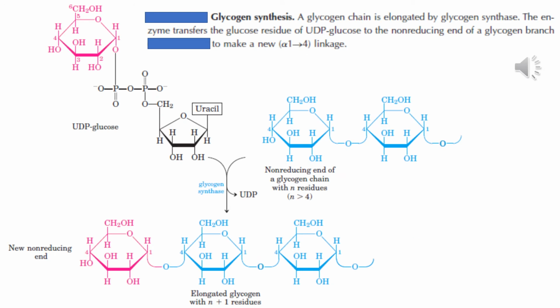During glycogen synthesis, UDP glucose adds its glucose residue to the existing non-reducing end of the glycogen such that a new non-reducing end is formed. Always the newly formed end is non-reducing because carbon number 1 of the newly coming glucose is added to the non-reducing end of the existing glycogen residue. The enzyme catalyzing this reaction is glycogen synthase.